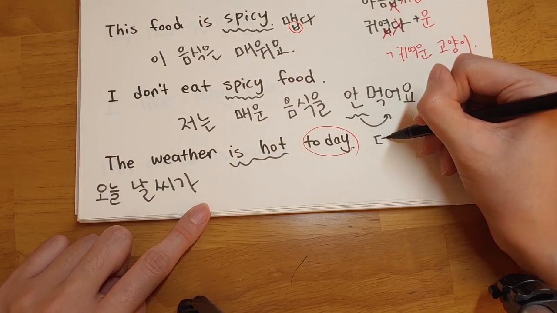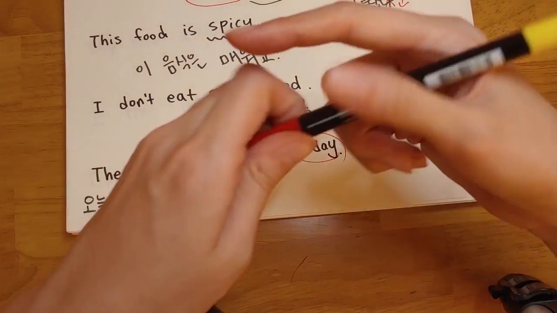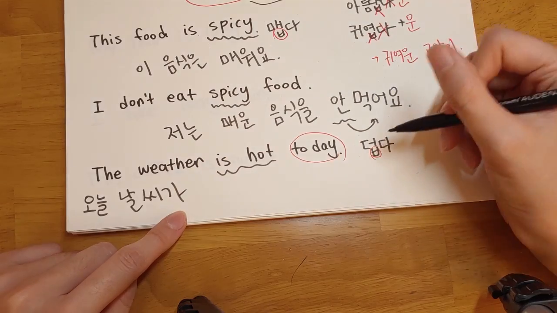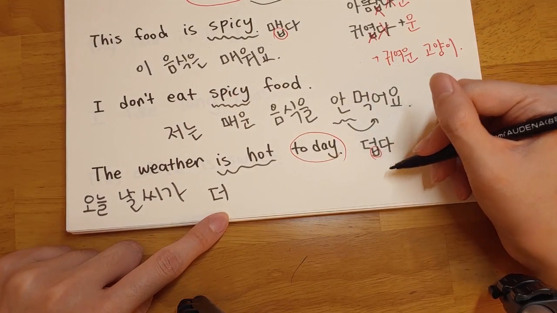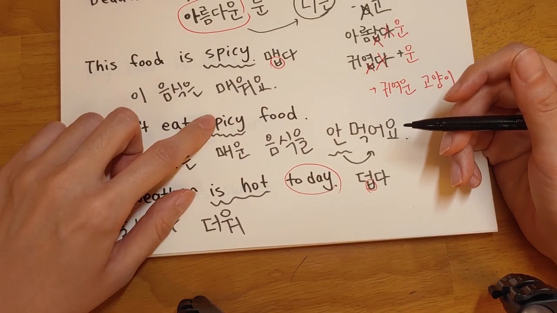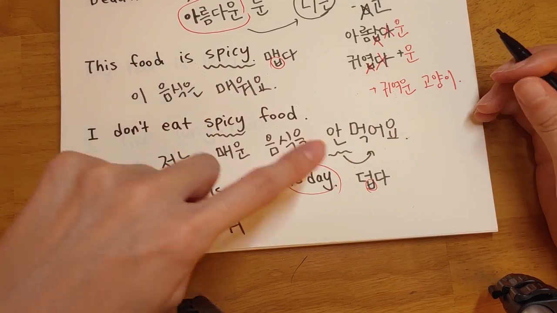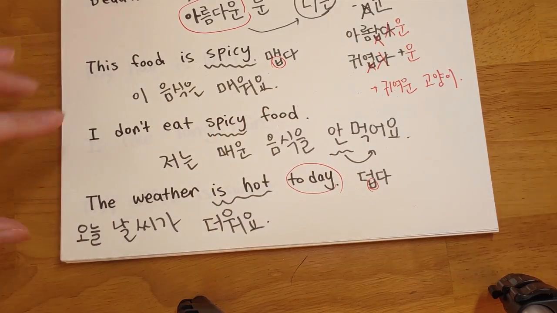Do you remember? It was 덥다, and this one has 비읍 받침, right? So when it's conjugated in present tense, you take out 비읍 받침 and put 워, right? Just like 맵다 becoming 매워, 덥다 becomes 더워. 오늘 날씨가 더워요.